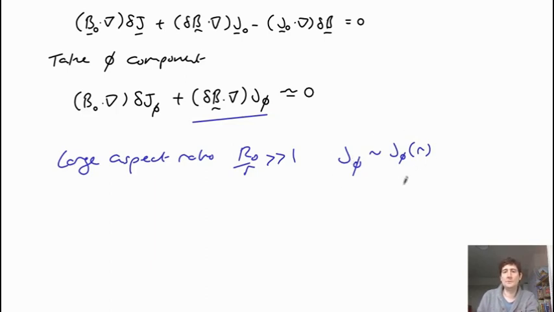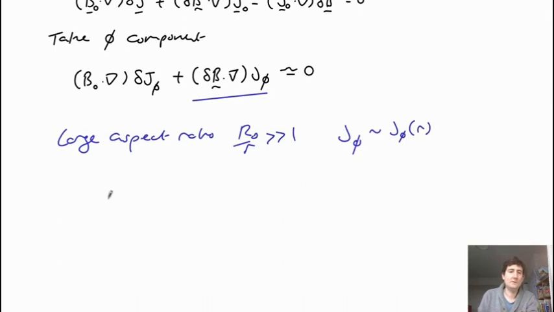But in large aspect ratio it becomes only a function of r. And so this gradient is only in radius. So this is like the delta B_r times dJ_phi by dr. And then we put in the expression for delta B_r from above.